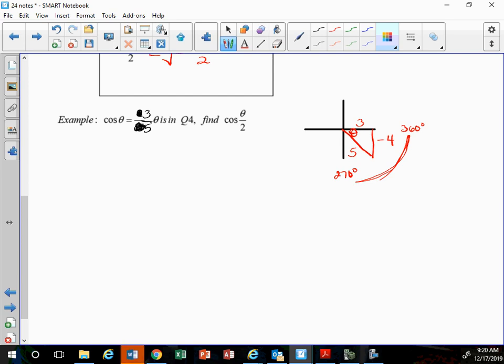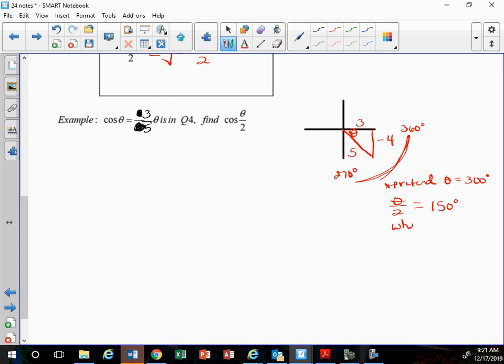I don't know where. So I'm going to pick a random angle between 270 and 360. Anybody have an angle that would be easy? 300. I like that. So let's pretend theta equals 300 degrees. What would theta over 2 equal then? 150, right?